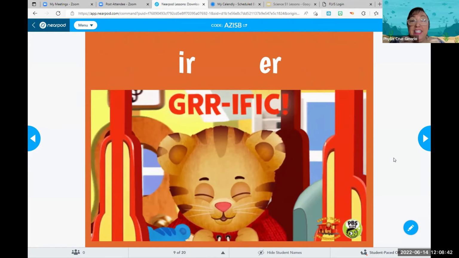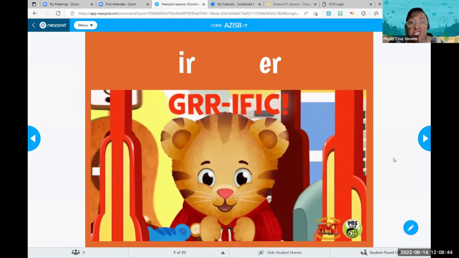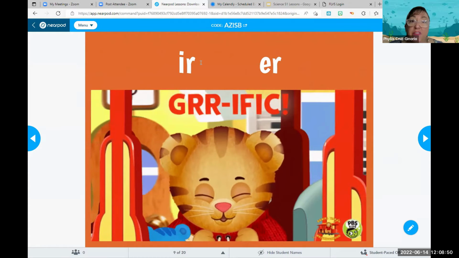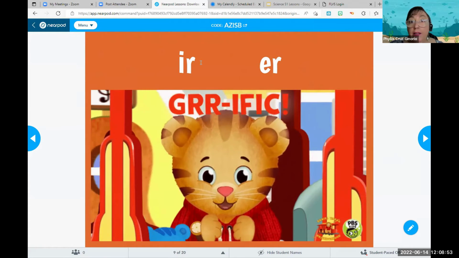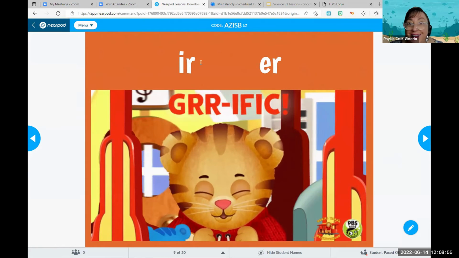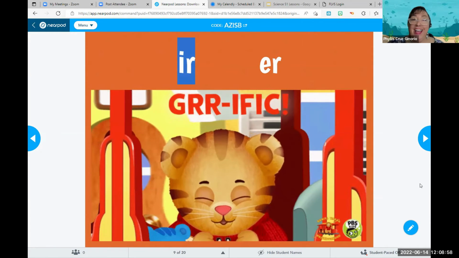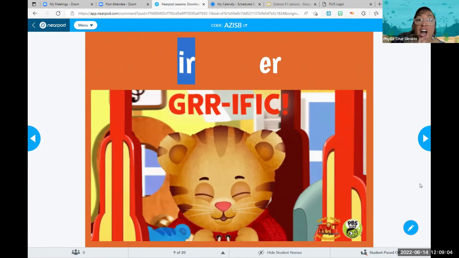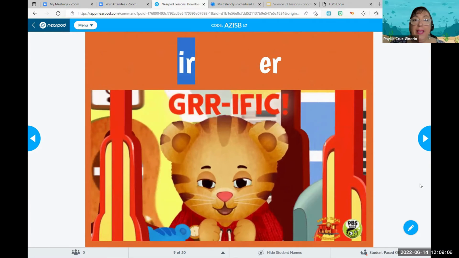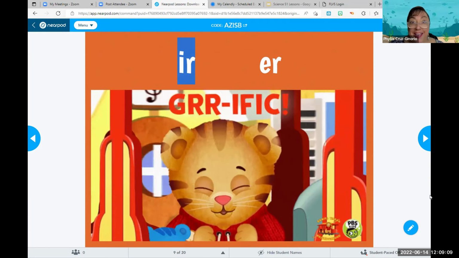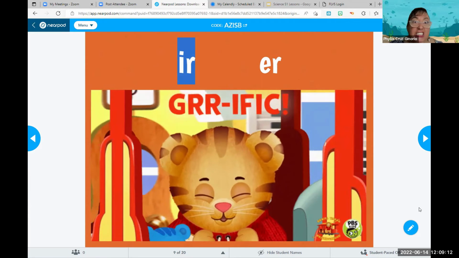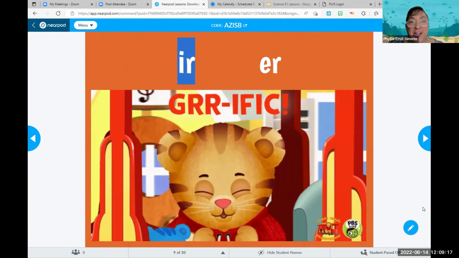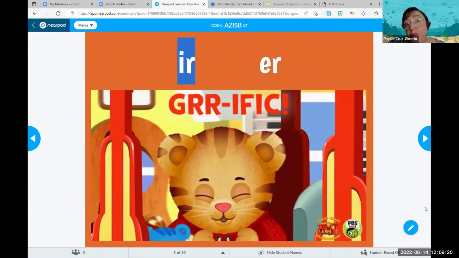That's the growl sound. That's the IR and the ER sound. They both make that sound, but you have to put them with the R. You have to do IR or ER. But today we're going to focus on IR, and in a couple of slides, you're going to be looking for words that have the IR stuck together and make the baby growl sound. Don't open your mouth. Keep your teeth tight. IR. ER will do it too, but we're focused on IR.